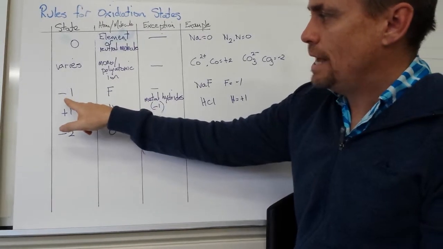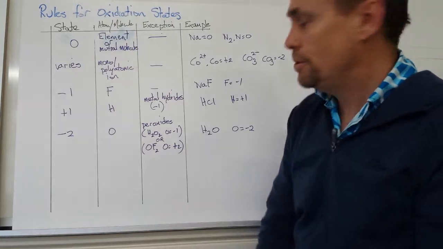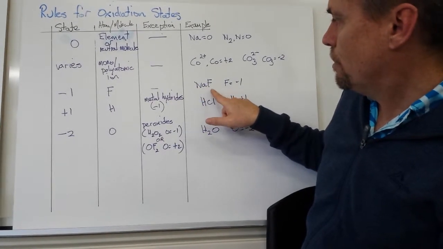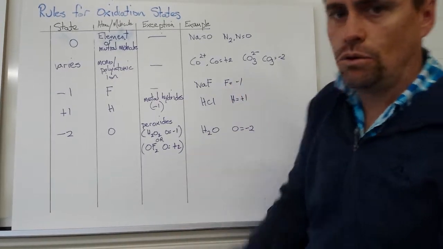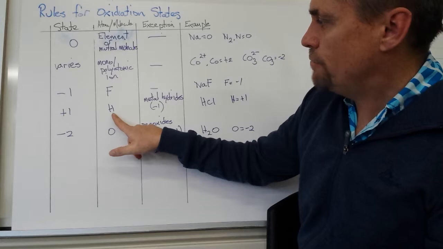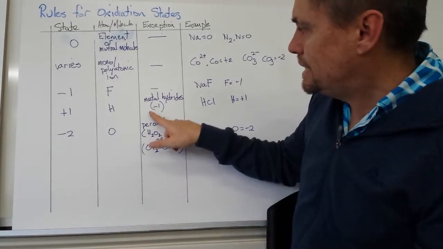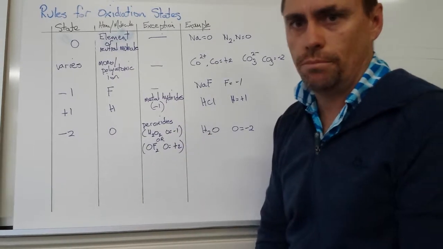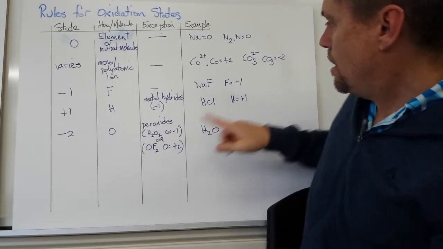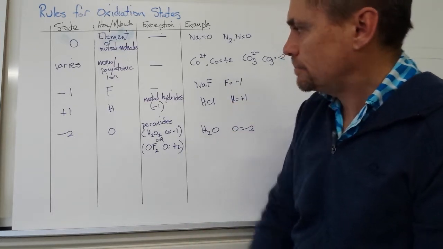Fluorine always has an oxidation state of -1. There are no exceptions to it. So if we look at a compound involving fluorine, sodium fluoride, fluorine will always be in the -1 oxidation state. If we look at hydrogen, hydrogen always exists in a +1 state, except in metal hydride compounds. So as an example, our hydrochloric acid, hydrogen exists in the +1 oxidation state.